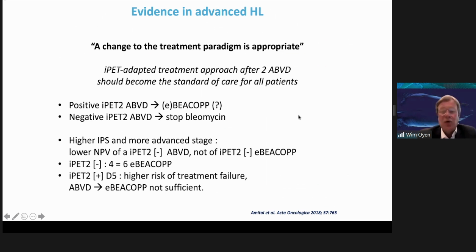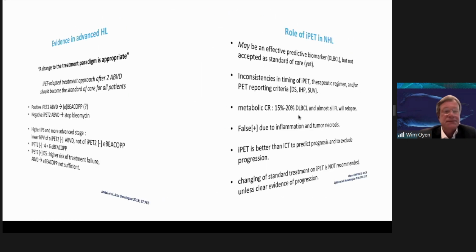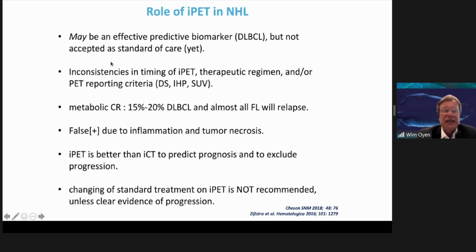So in non-Hodgkin lymphoma, it is more complicated. It may be an effective predictive biomarker, but it is not ubiquitously accepted as standard of care. It will happen most probably, though. Inconsistency in the timing of interim PET and the therapeutic regimen and PET reporting criteria do not make it easy to interpret the literature.